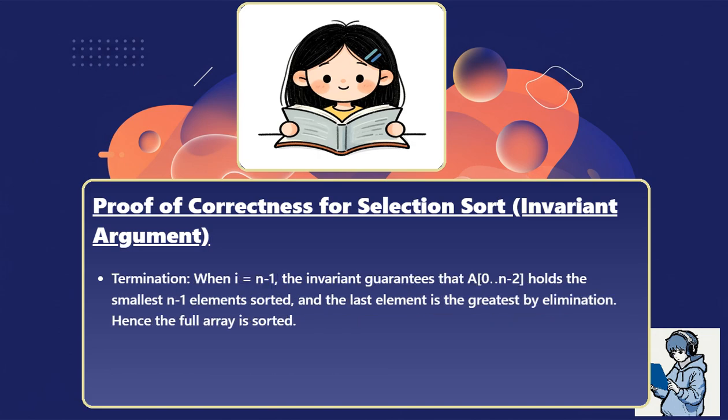Termination: when i equals n-1, the invariant guarantees that a sub 0 to n-2 holds the smallest n-1 elements sorted, and the last element is the greatest by elimination. Hence, the full array is sorted.